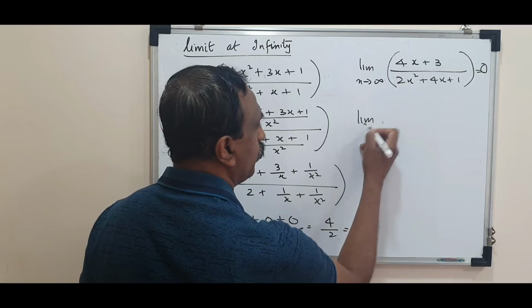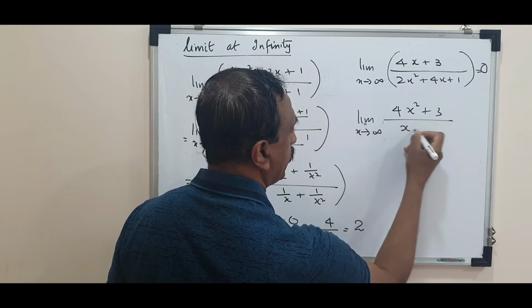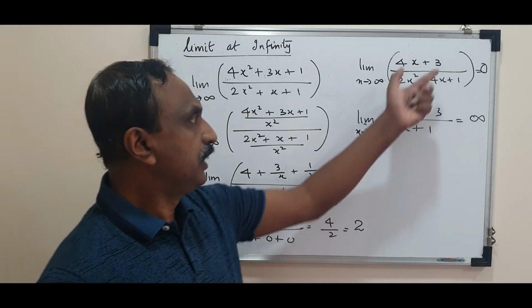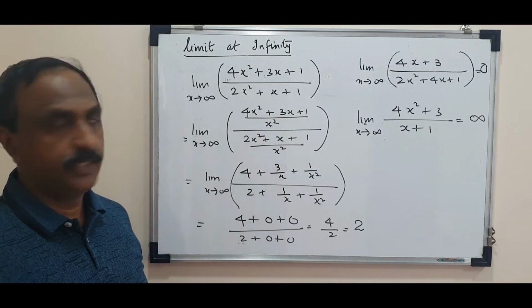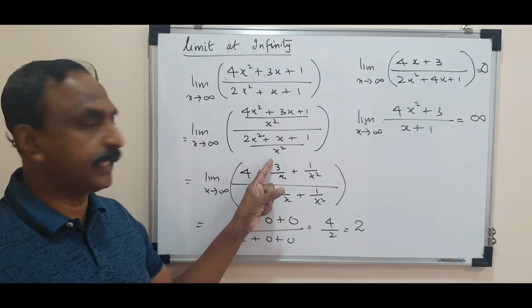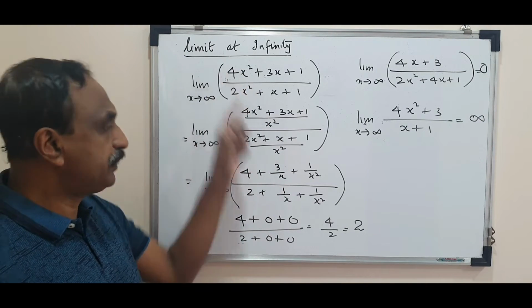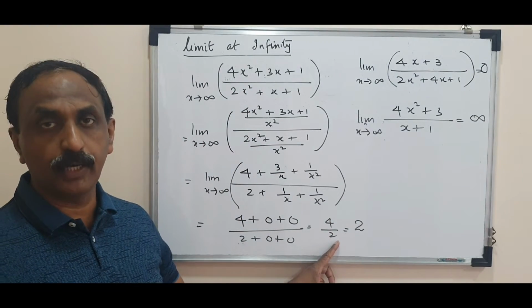If the degree of the numerator is greater and the denominator degree is lesser, the answer will be infinity. This is what you have to remember. You have to compare the numerator and denominator. If the degrees are equal, divide the numerator and denominator by the highest power. Then what will be your answer? Your answer will be the coefficient of the highest power divided by the coefficient of the highest power. This shortcut you can apply.